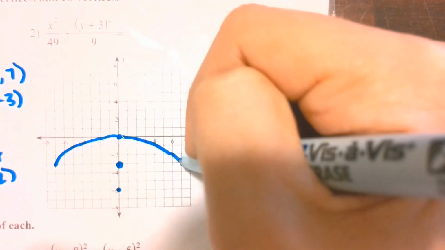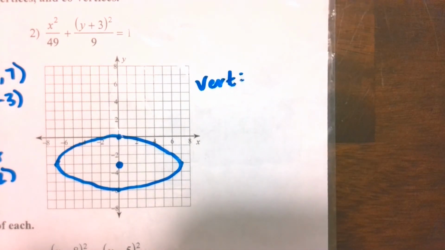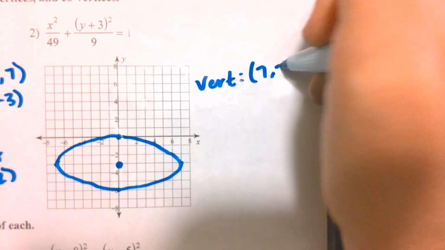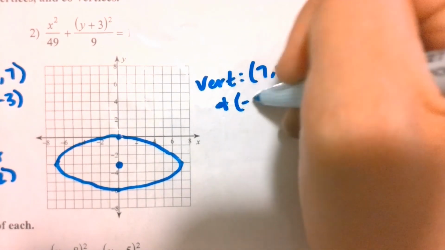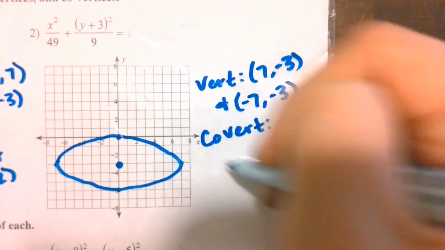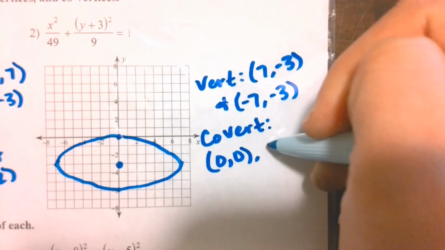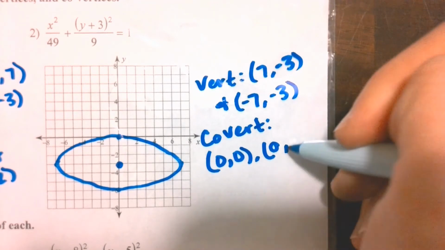Okay, so there are my 4 points. I can sketch in my ellipse. Now in this case, my vertices, remember, it's always the longest, the furthest from the center. So my furthest from the center is my x direction this time. So my vertices are going to be 7, -3, and -7, -3. My co-vertices are my y direction, so 0, 0, and 0, -6.